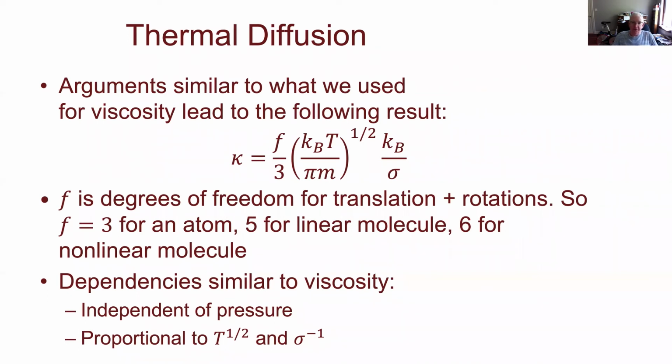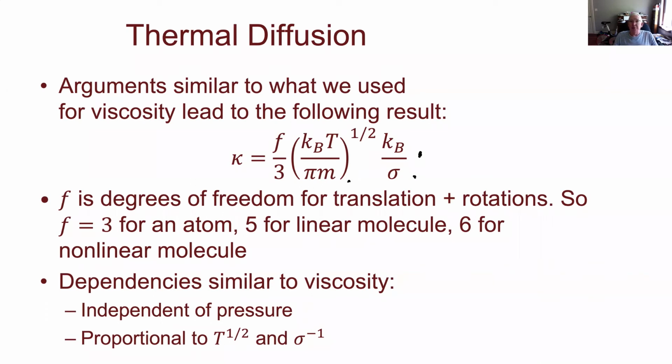So that F is divided by 3. There's another kT over pi m, which comes from the molecular speed equations. That's in the square root. Then there's another Boltzmann's constant out here, and there's our cross section again.